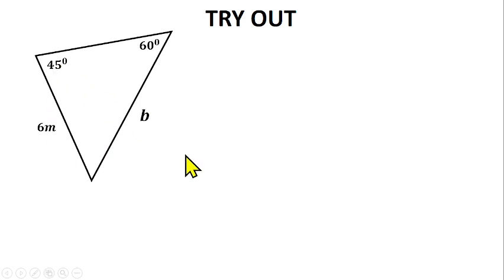That's a pair. Then the second pair: this angle is given, but the side is not given. So you can use sine rule in this case. That's the second pair, given halfway.